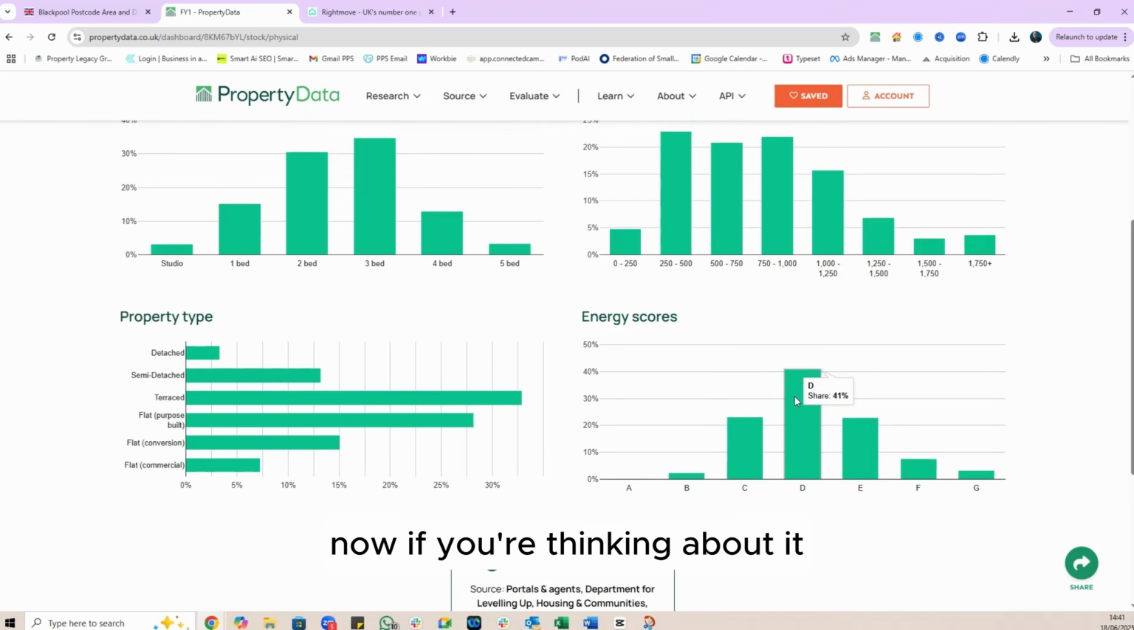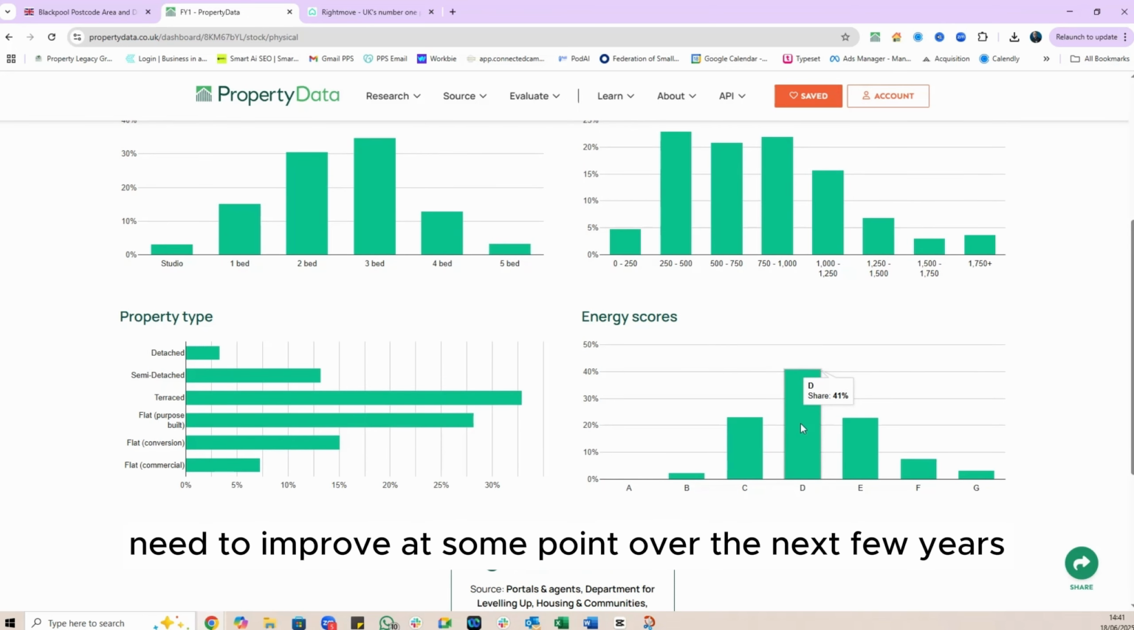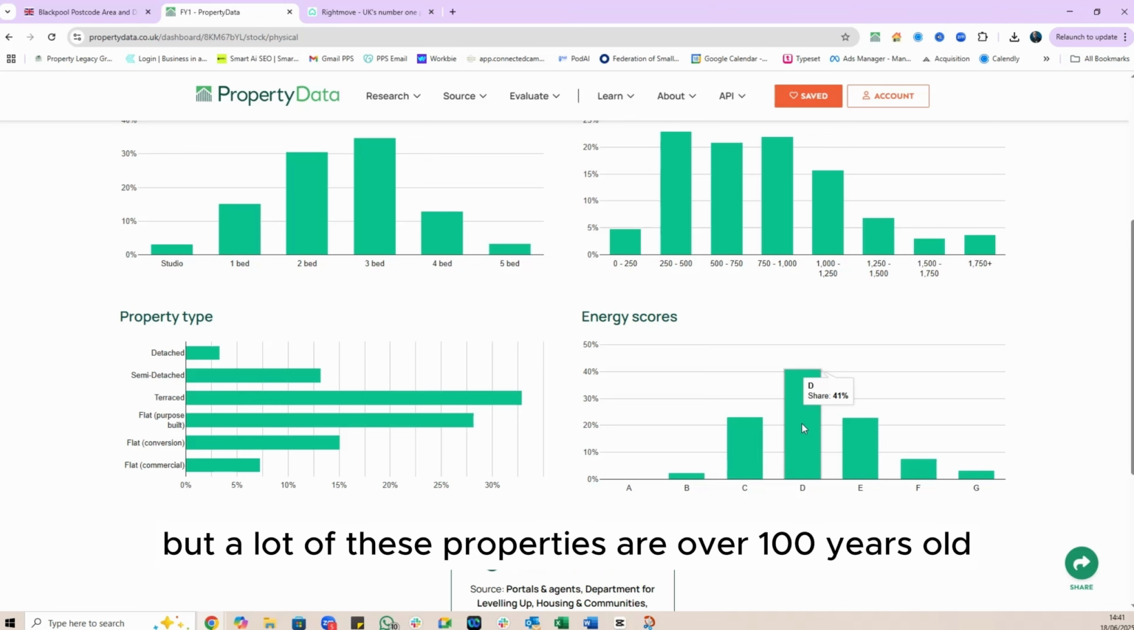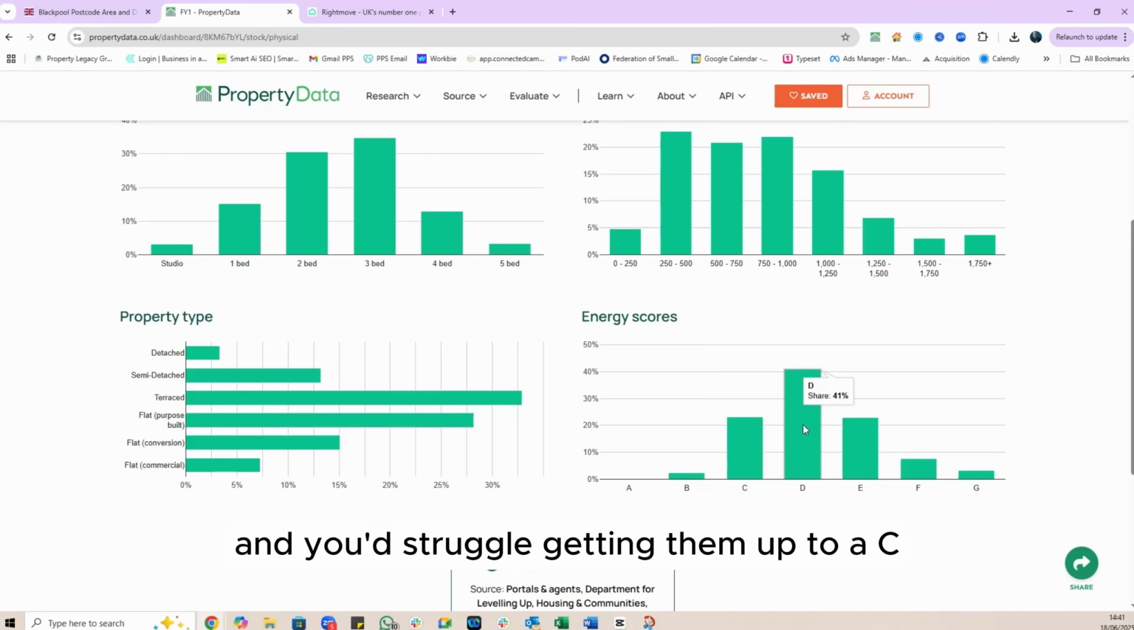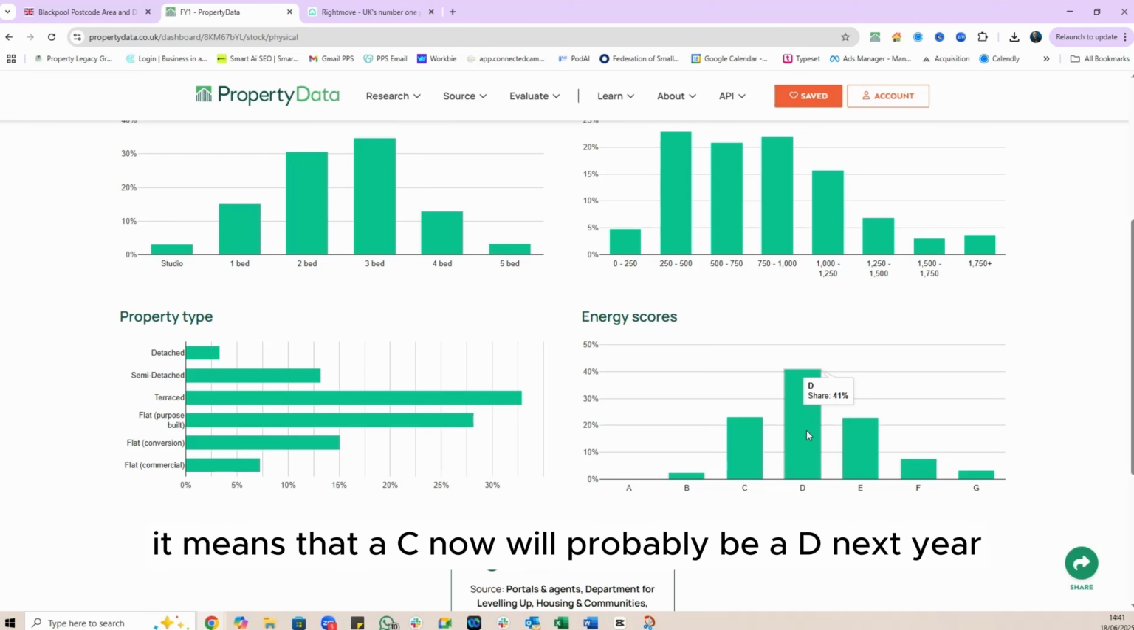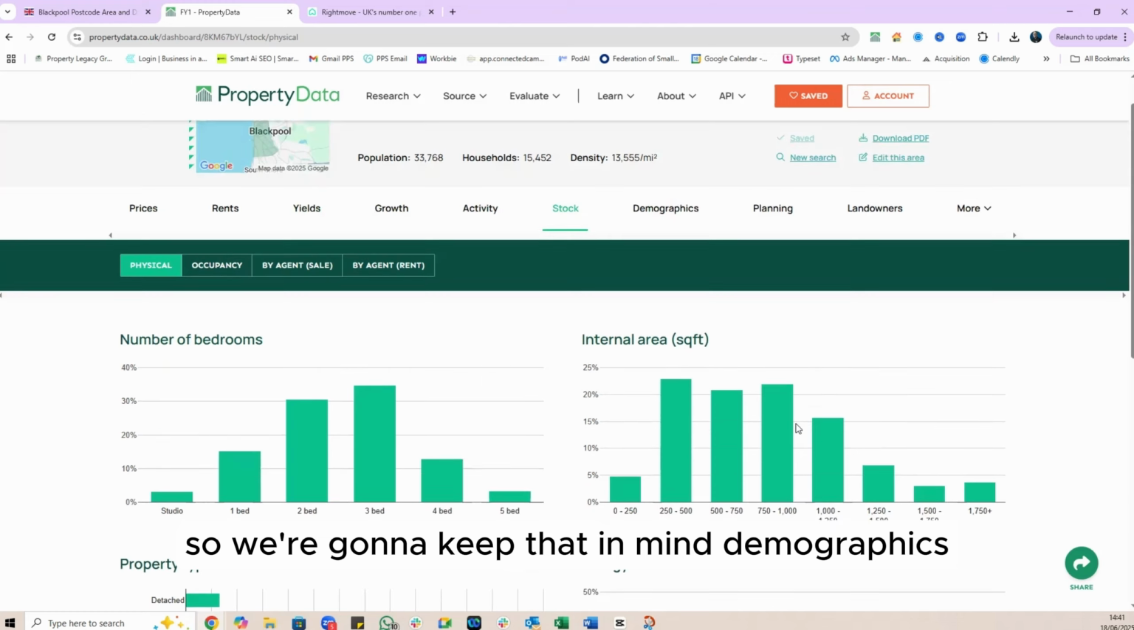Now, if you're thinking about it, EPCs around D need to improve at some point over the next few years, but a lot of these properties are over 100 years old and you'd struggle getting them up to a C, especially as regulations keep changing. It means a C now will probably be a D next year. So we've got to keep that in mind.